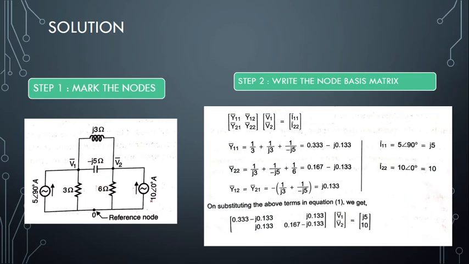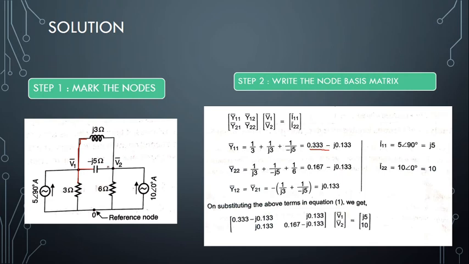Second step, we write the node basis matrix. Again, two node voltages. So it is Y11, Y12, Y21, Y22 into V1, V2 equals I11, I22. What is Y11? See this point. This is connected, this is connected, and this is connected. So it is 1 by 3 plus 1 by J3 plus 1 by minus J5, and we get one particular answer. I'm telling you the steps alone, not how to solve this value. Maybe try using your complex scientific calculator. If not, when we see our classes using Zoom or Google Meet, I'll tell you how to use the calculator also.